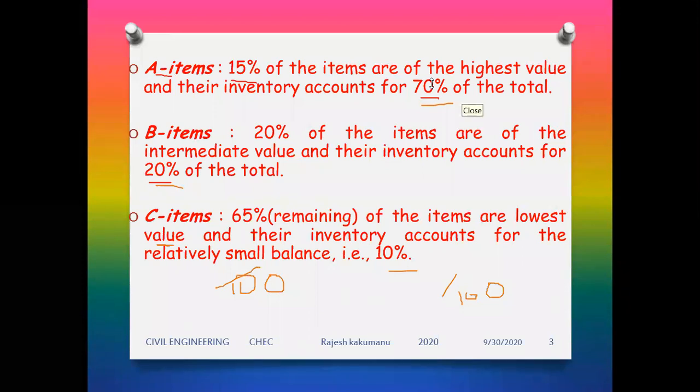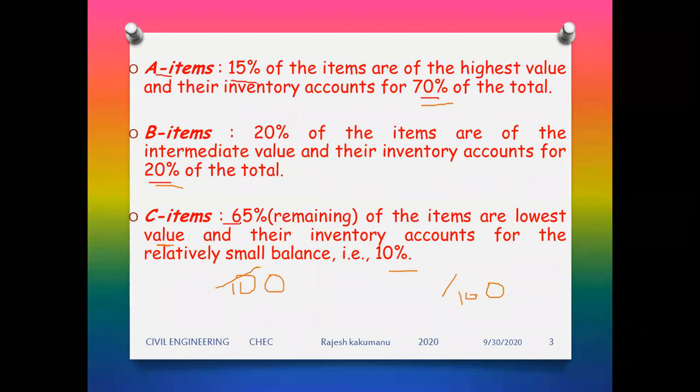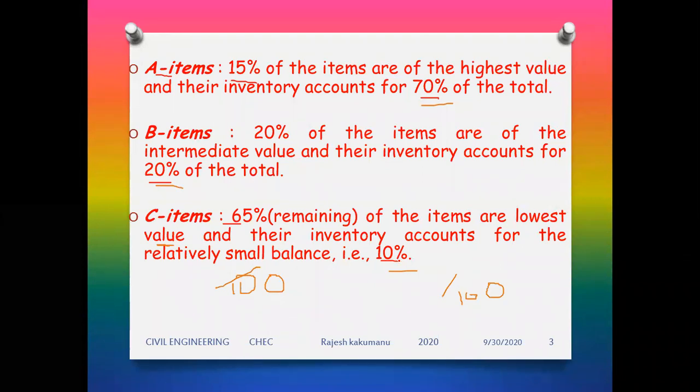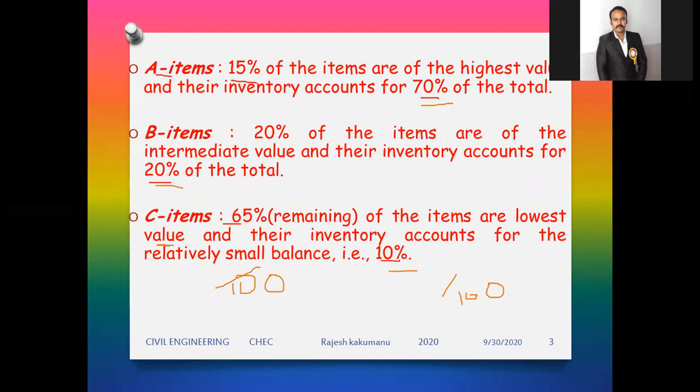People are joining again. Okay. Next, C class items are 65% of the items, the lowest value, and the balance is 10% of the cost. So totally we get the summation of 100, either the value or the cost.